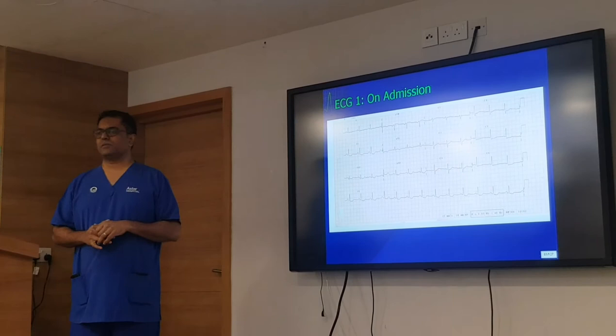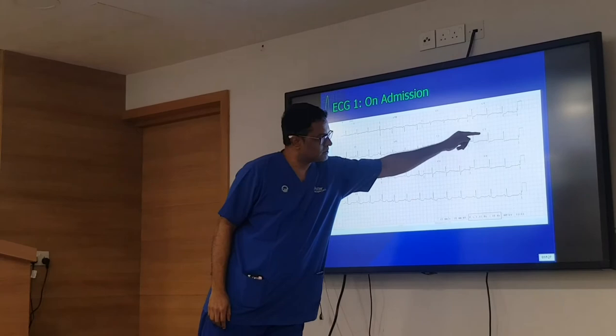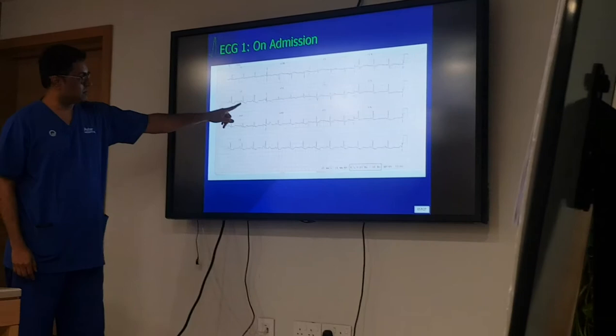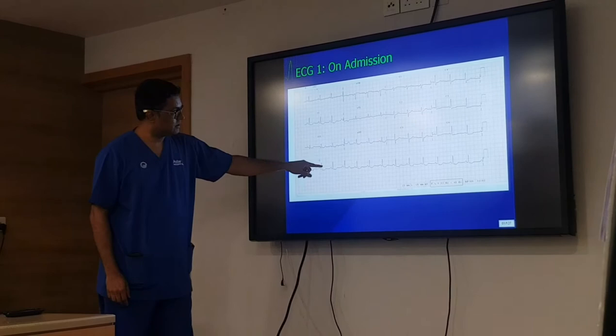So here it's more pronounced. You can see just about 1 millimeter, even there. A little bit here, but not much here. Here it's all in the baseline, the ST segment. Maybe a little bit here. It's more T-wave inversion, I would say. So again, you've got this in 2, 3, aVF.